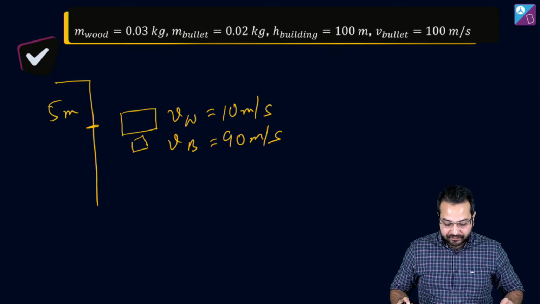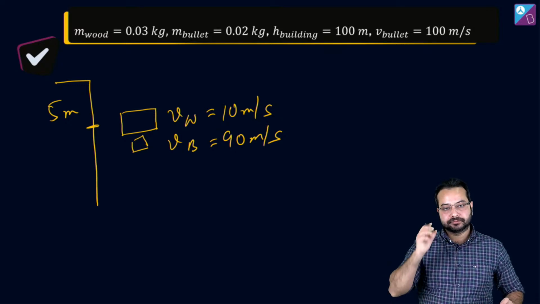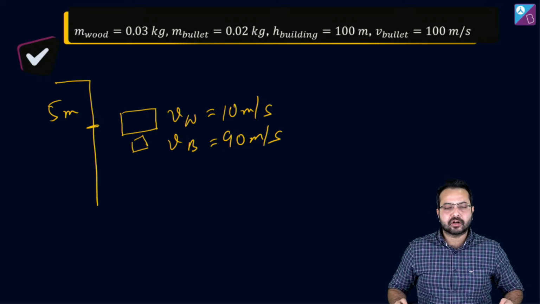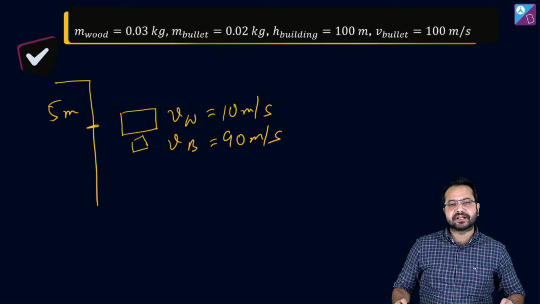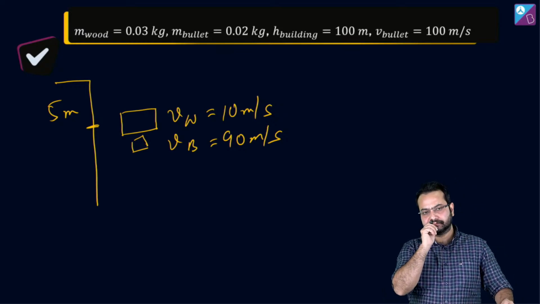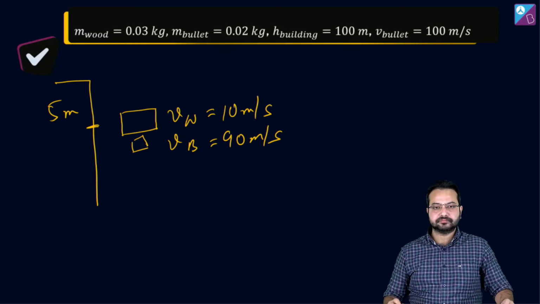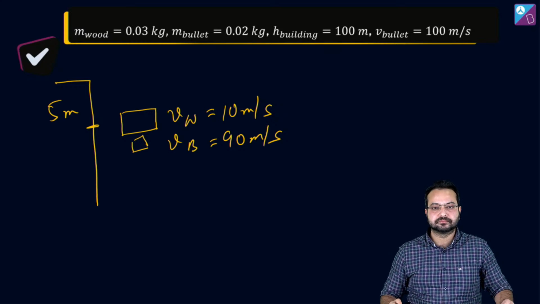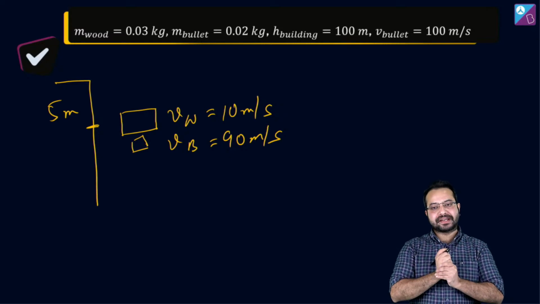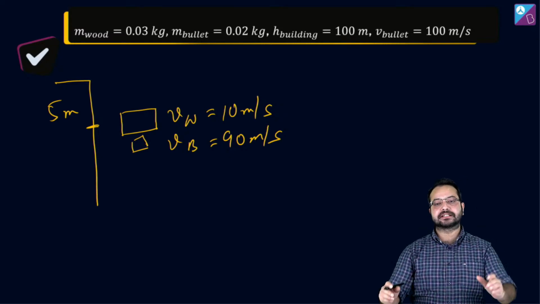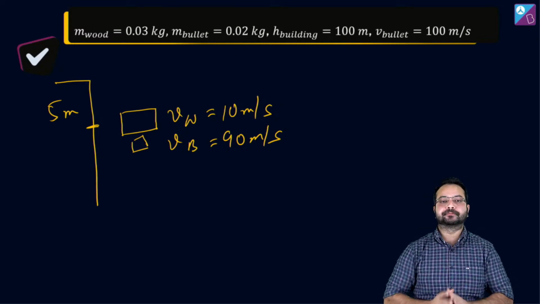Can you find that out? How do we find that out? Center of mass. How would we use center of mass for this? Okay, so how do we find the final velocity of the combined system? That's my question to you.